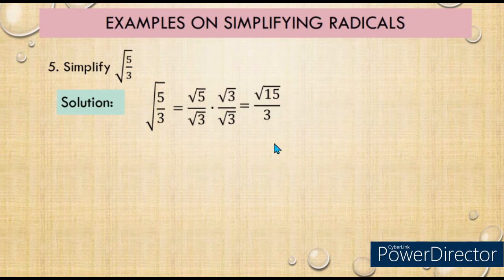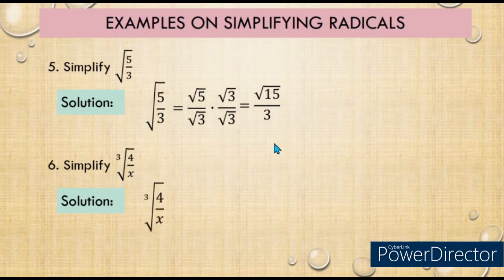Okay, so now let's proceed to example number 6. We need to simplify the cube root of 4 over x. Okay, so apply po natin yung quotient rule for radicals. So we have the cube root of 4 divided by the cube root of x. So we need to rationalize the denominator by multiplying both sides by cube root of x squared.